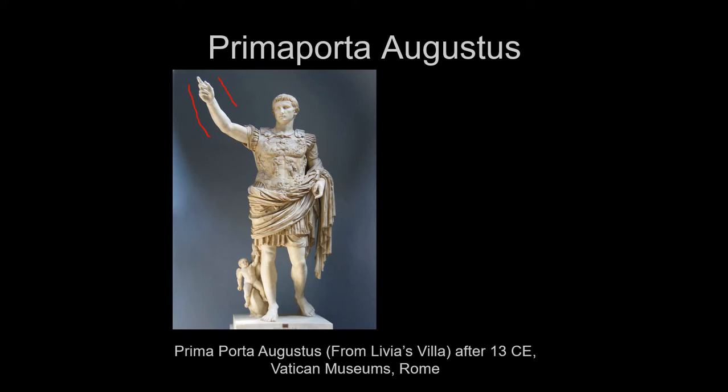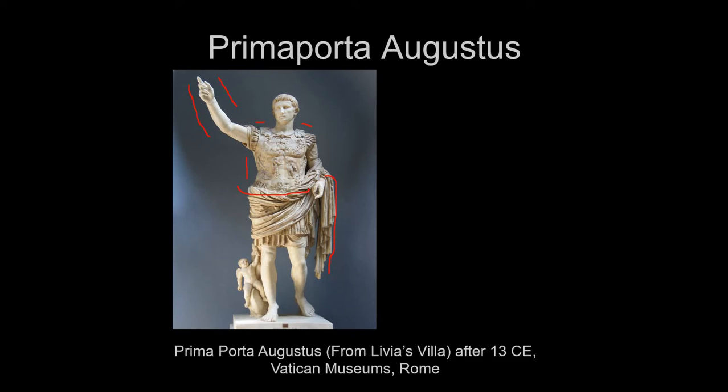Notice that the fingers are held loosely, the forefinger is extended. It's like he's hailing a cab. But no, this is a gesture of adlocutio. This is addressing the troops. And appropriately, he is wearing armor to indicate that he is the father of the camp. That is, he's the commander-in-chief of the Roman armed forces. And he also has a toga draped around his middle to show that he is a freedman. He is of patrician rank.